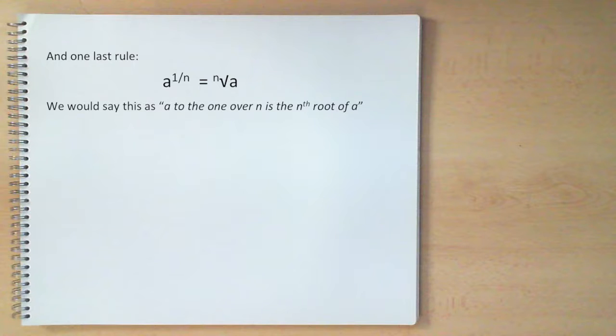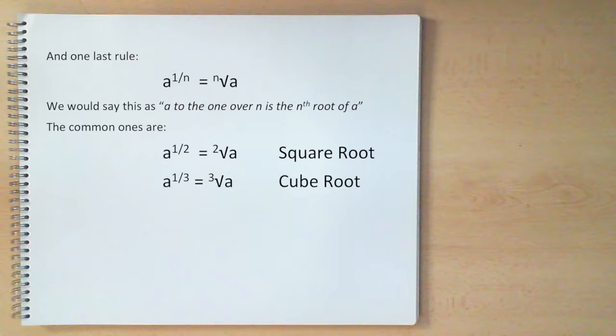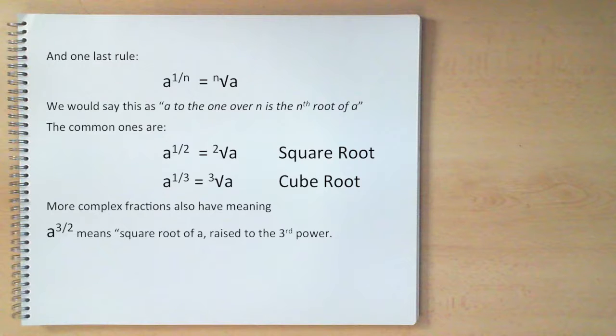Finally, we move on to our last rule. This is the one that people find most difficult to remember, and that is, simply put, a to the 1 over n is equal to the nth root of a. Common ones. A to the half is the square root, because that's 1 over 2. A to the third is the cube root. More complex fractions also have meaning. So a to the 3 over 2 means the square root of a and raise it to the third power.